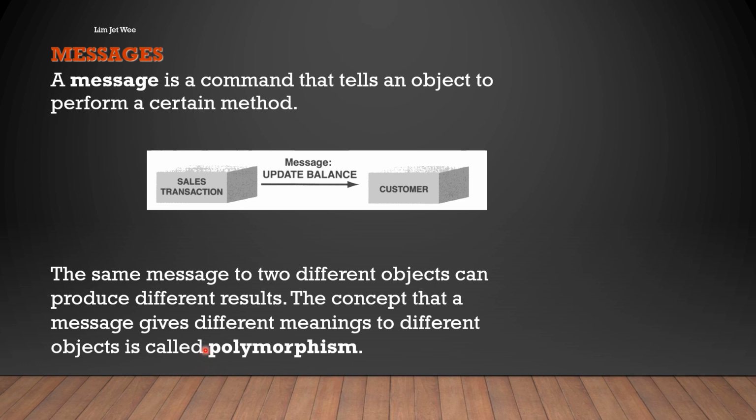Polymorphism. So the word poly here actually means many, and morph means it can actually change. So it can change to many particular forms.